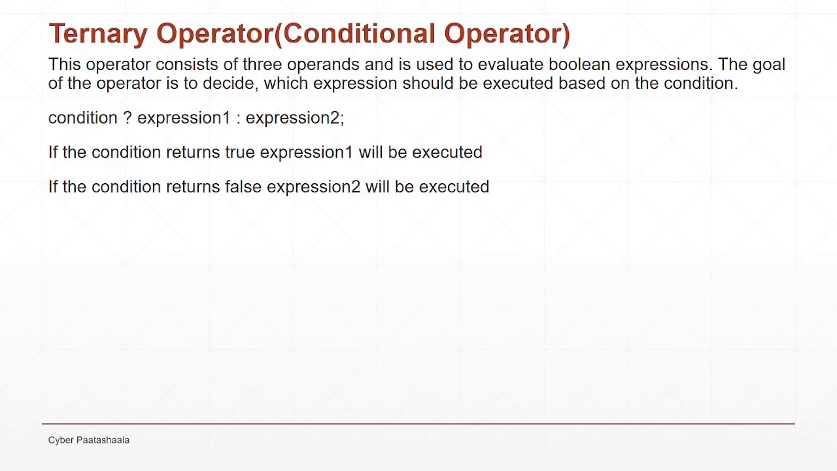Ternary operator. We also call it the conditional operator. This operator consists of 3 operands. That is the reason we call it a ternary operator, and it is used to evaluate Boolean expressions. The goal of this operator is to decide which expression should be executed based on the condition. The syntax for the ternary operator is condition question mark expression 1 colon expression 2. If the condition returns true, expression 1 will be executed, and if the condition returns false, expression 2 will be executed. It is more or less equal to the if else statement that we have in Java.